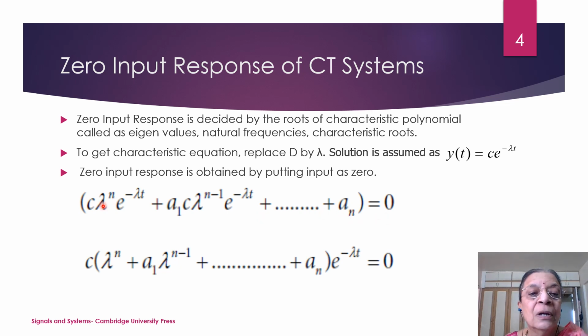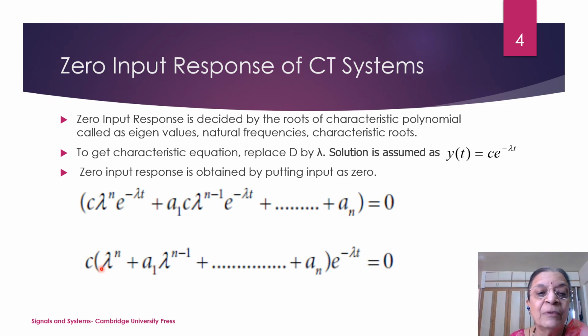This c is a common factor, and we can take it out like this. In this case the input is 0, so the right hand side is 0, and what I get is c as a common factor out, (lambda^n plus a1 lambda^{n-1} plus ... plus a_n) into e^{lambda t} is equal to 0.